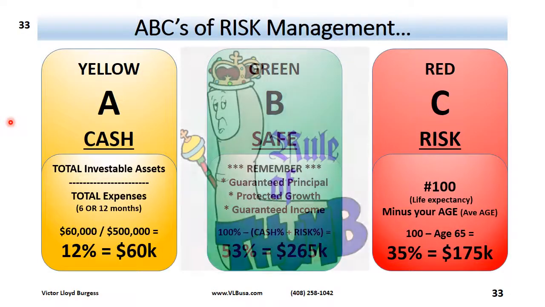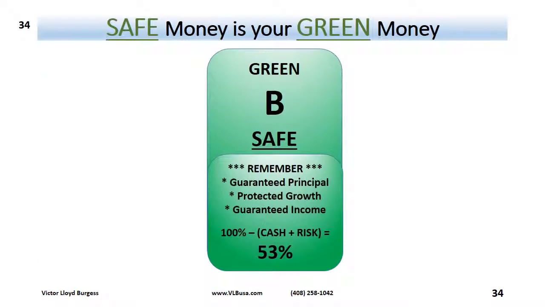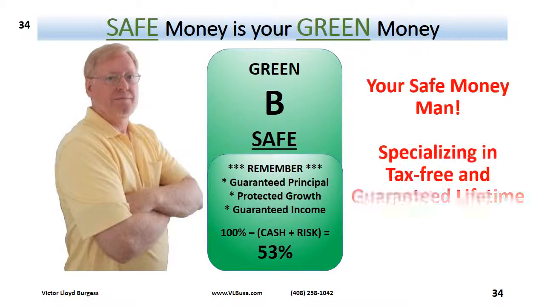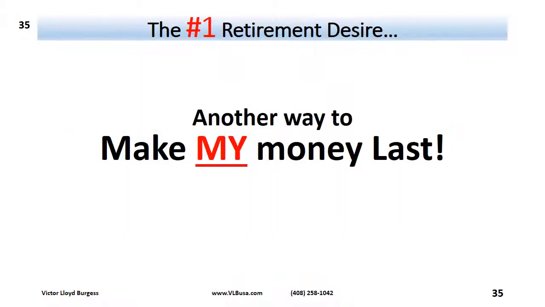Does that make sense? Now remember, this is a rule of thumb. You decide what your risk percentage is. Now, your B money, your principal guaranteed, growth protected, guaranteed lifetime income money, your safe money, that's what I work with. That's what this is about. Your safe money man specializes in tax-free, guaranteed lifetime income strategies. That's what I do.